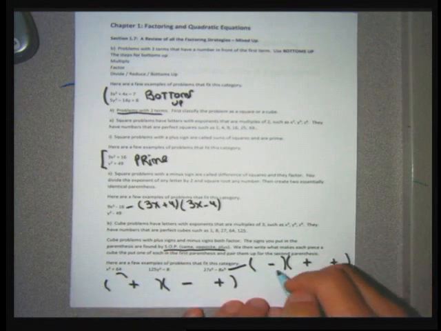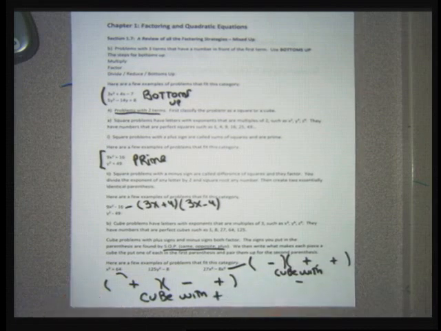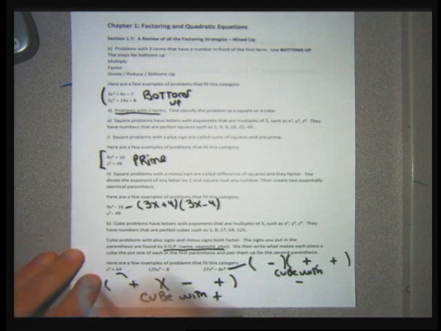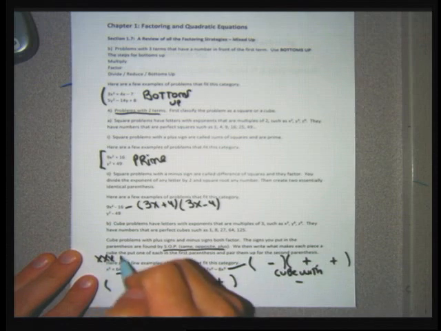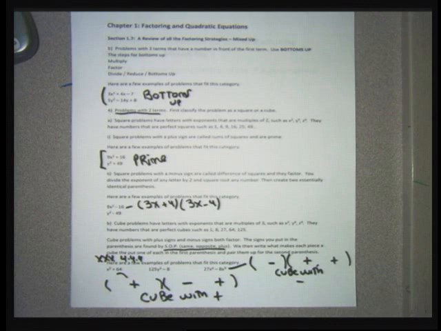So this is the template for cube with a minus, and this is the template for cube with a plus. The nice thing about cube problems is once you get the templated signs in, you fill up the parentheses the same way. These are the problems where I write down what makes each a cube, like x cubed is x times x times x, and 64 is 4 times 4 times 4. And then I fill up the parentheses. The first parentheses I put one of each, and then the second parentheses I start filling up with pairs.